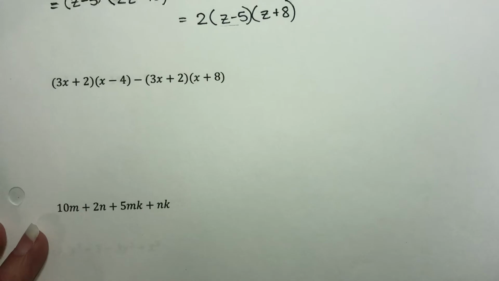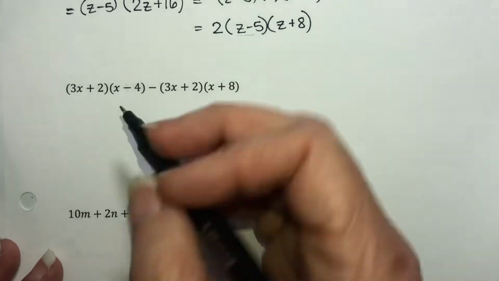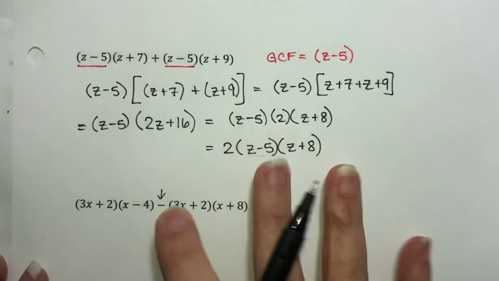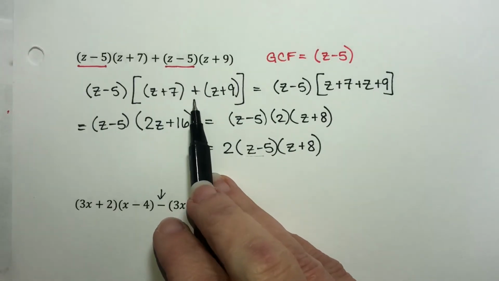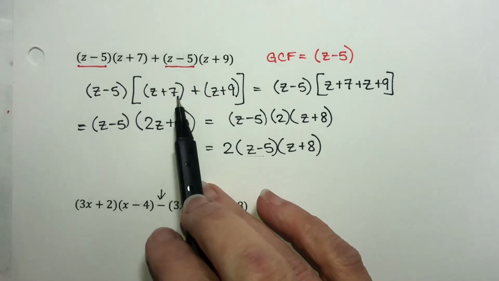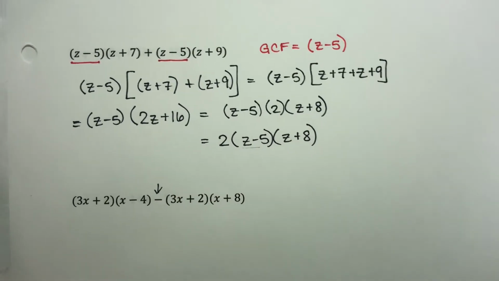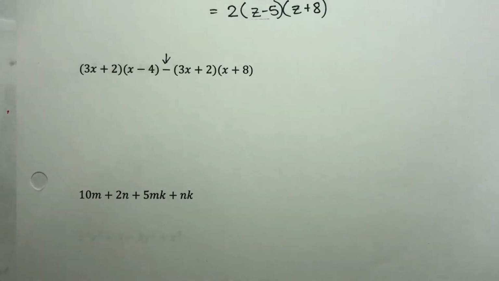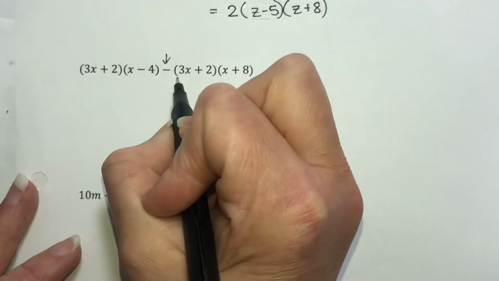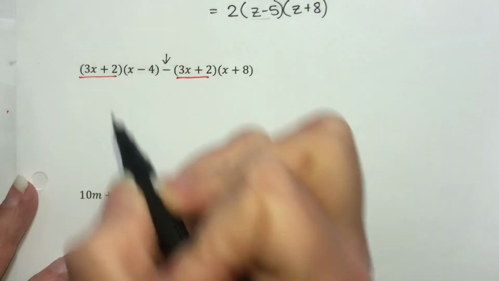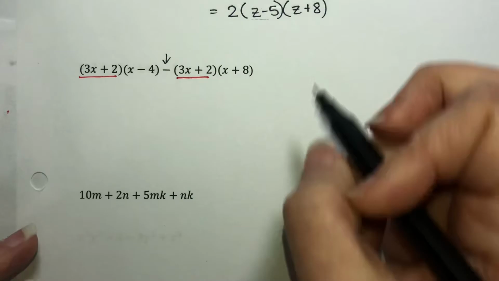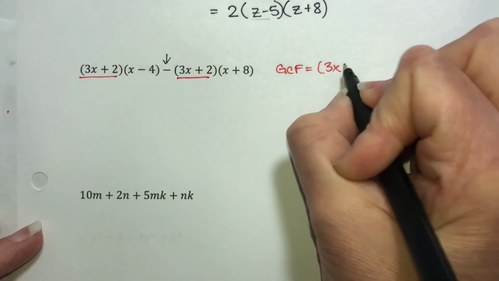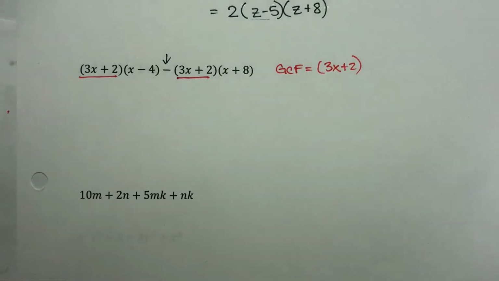Now this problem is very, very similar. Its biggest difference is that we have a minus sign right here. What difference that makes is that we're going to have a minus sign here once we factor out, and when you have minus signs, you cannot just drop the parentheses. So we're going to have to remember to distribute just before we simplify. If you look here, we have a 3x plus 2 in both of these. So that's my GCF. It's 3x plus 2. So that's what I'm going to factor out.